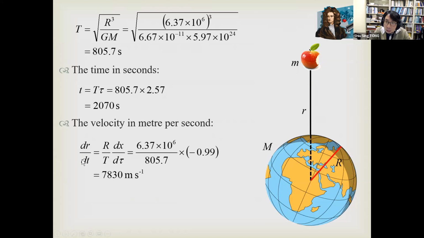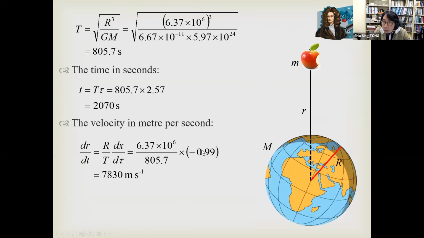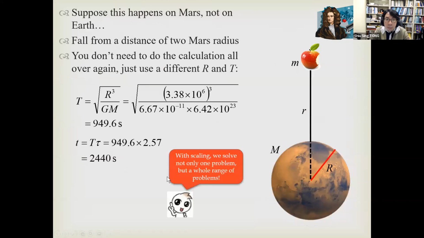Now, I know that the velocity in SI unit and the dimensionless velocity are related this way. So I plug in the capital R and capital T that I just calculated, and then I plug in the dimensionless velocity that I've just found. I find that the real velocity in SI unit is 7830 meters per second. So this is the velocity of the apple when it just collides with the surface of the Earth.